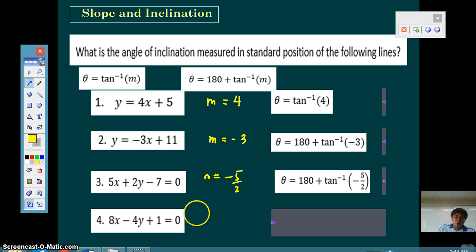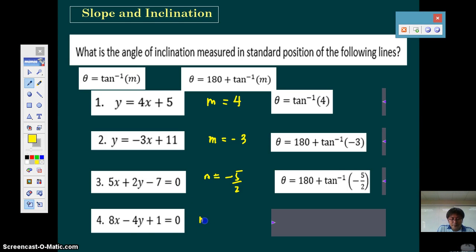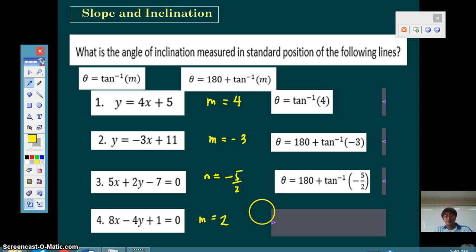Now last, what's the slope of number 4? The slope is negative 8 over negative 4, and we get positive 2. Now it's positively sloped, therefore it's an acute angle, therefore the angle of inclination is simply tan inverse 2.